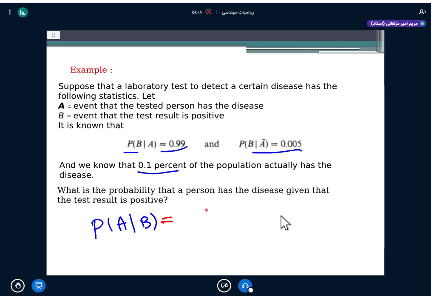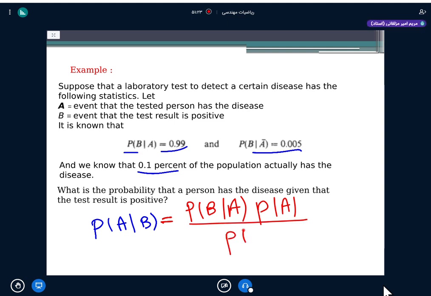So the probability of A given B is equal to the probability of B given A times the probability of A divided by the probability of B. Okay, any question? Now we replace the values. Probability of B given A, we have this probability here.